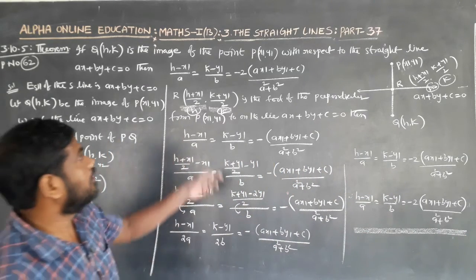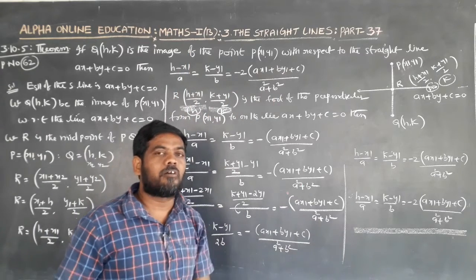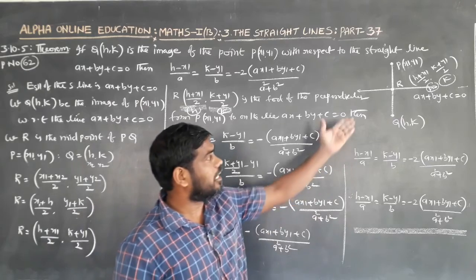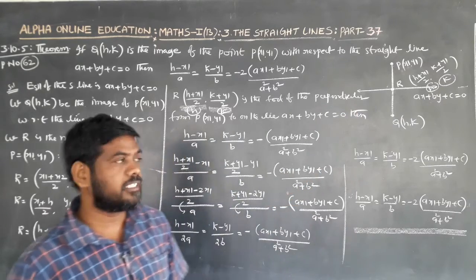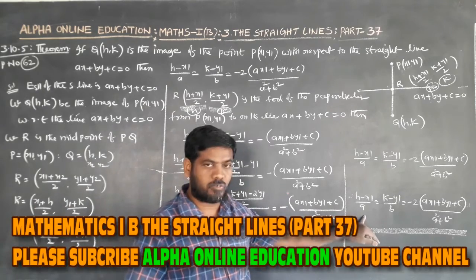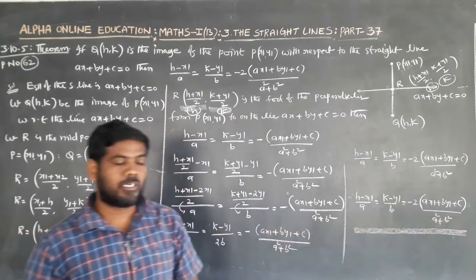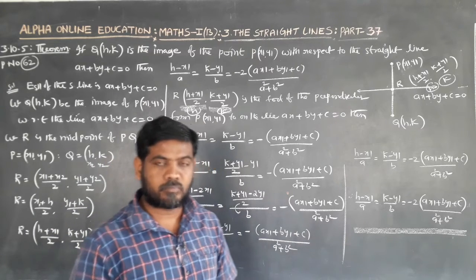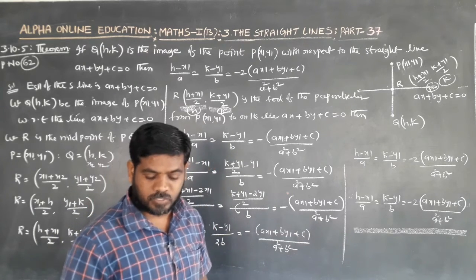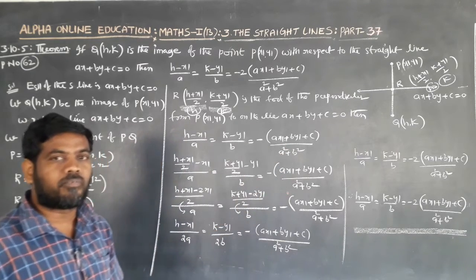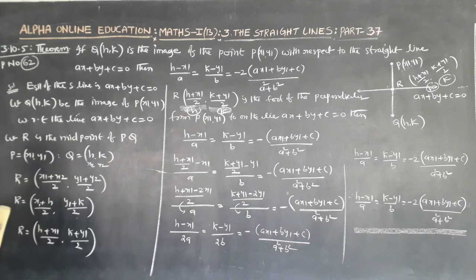If Q(h, k) is the image of P(x1, y1) with respect to the straight line ax plus by plus c is equal to 0, then (h minus x1) by a is equal to (k minus y1) by b is equal to minus 2 of (ax1 plus by1 plus c) by (a square plus b square). By using the image theorem formula, solving one problem.